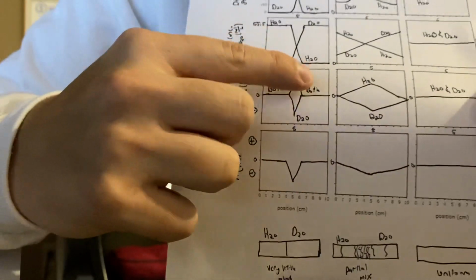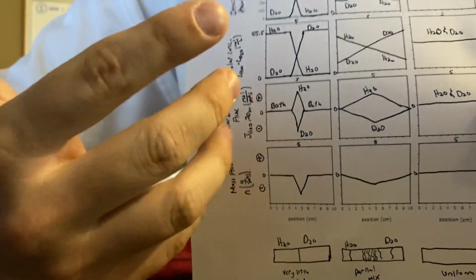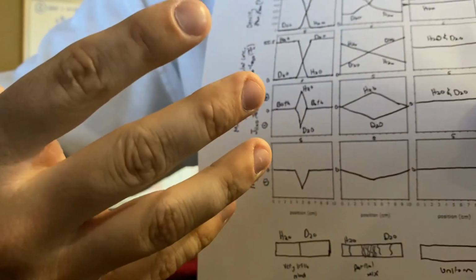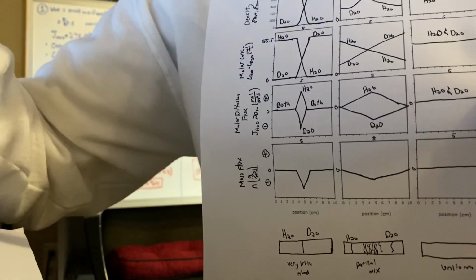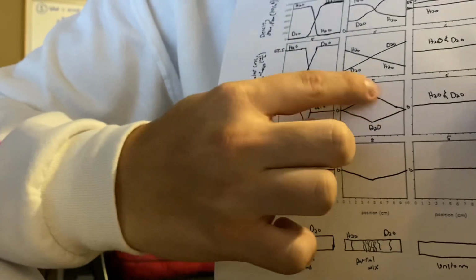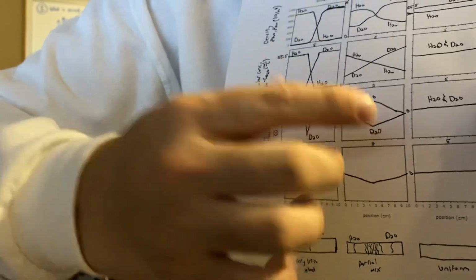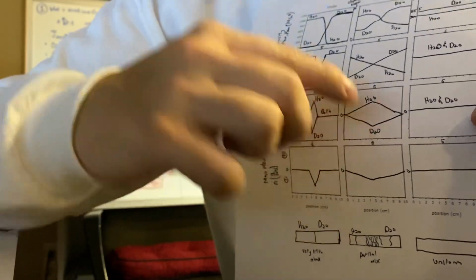And so we'll go down here and look at the molar diffusion flux, which is just an expanded form of this graph here, which also makes sense because there's more mixing, more movement of molecules throughout the entire capillary system and not just at the middle. And so H2O is moving to the right throughout the entire capillary system, and that's why it's positive the entire time. And deuterium is moving to the left throughout the entire system, which is why it's going to be negative from 0 to 10 centimeters.